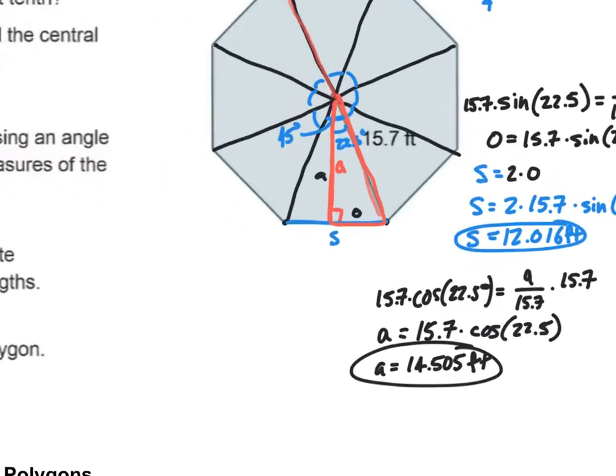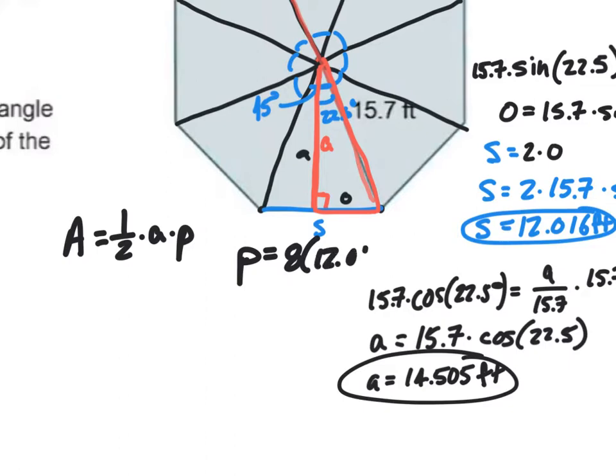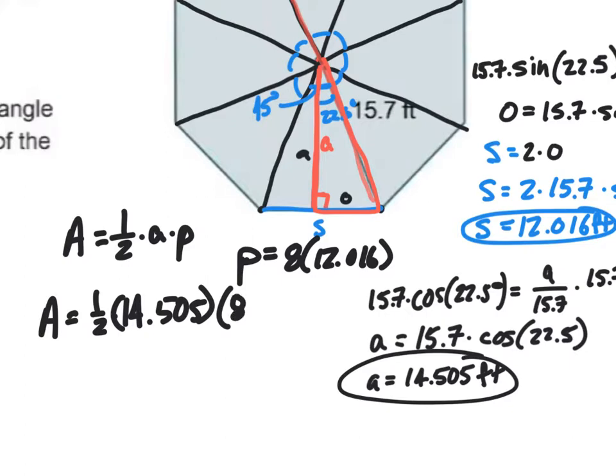All right, so now if I wanted to find my area, I want to just use my formula 1/2 times the apothem times my perimeter. Now my perimeter, I have 8 sides. So P is equal to 8 times 12.016. So my area A is going to be equal to 1/2 times my apothem, which is 14.505, and then times the perimeter, which is 8 times 12.016.